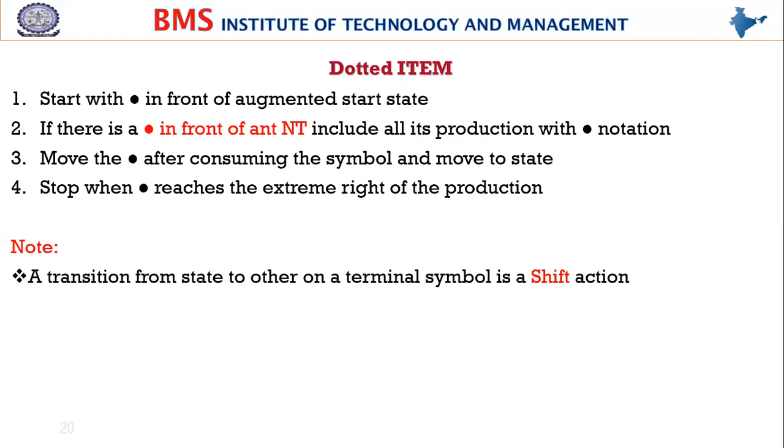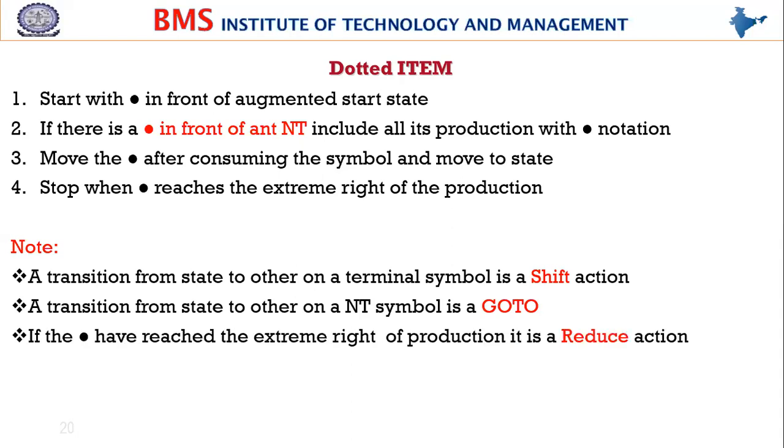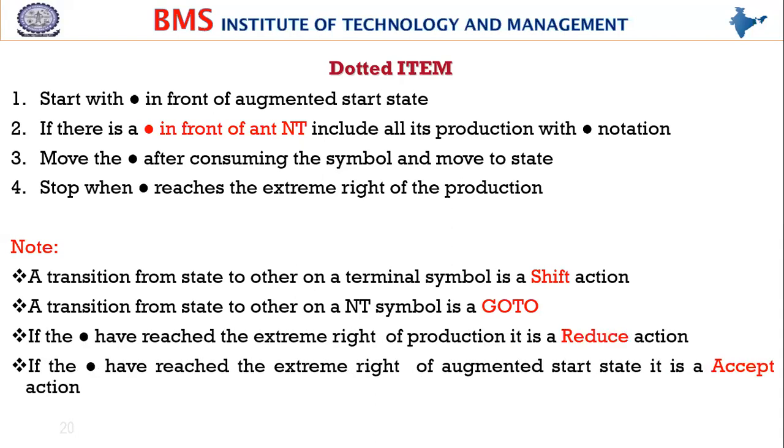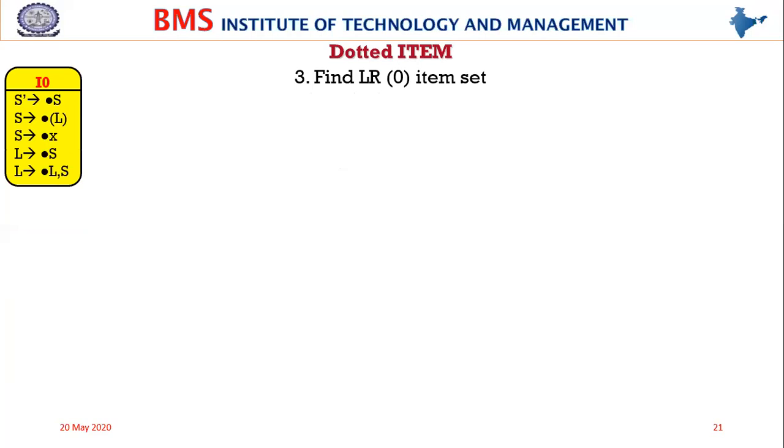When the transition is on a terminal, it's a shift action. When the transition is on a non-terminal, we call it a goto. When the dot reaches the extreme right, it is reduce. And when the dot reaches the extreme right of the augmented start state, we call it an accept. We shall see this in the first state. Actually, how to start drawing this: I have a complete picture. Forget about the second, third, fourth, fifth productions.